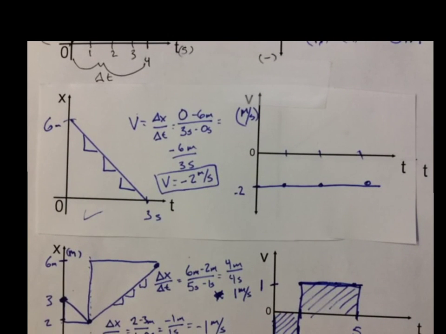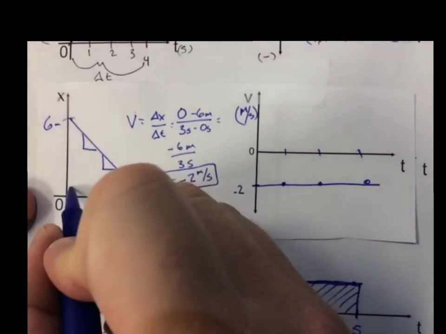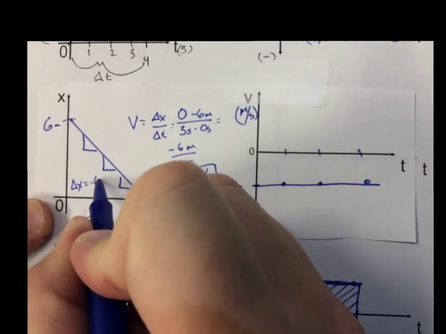All right, so here's problem number 2. Let's take a look at what this displacement would be. Well, the object started at 6 meters and it went to 0. So the displacement would be negative 6 meters.